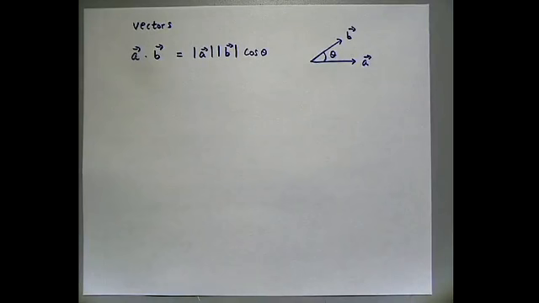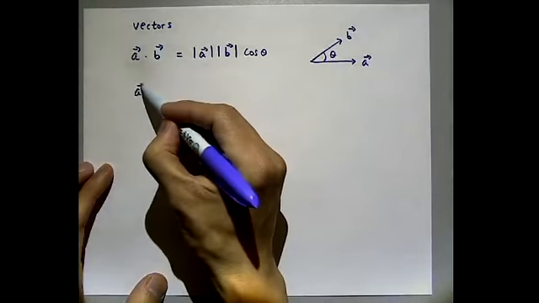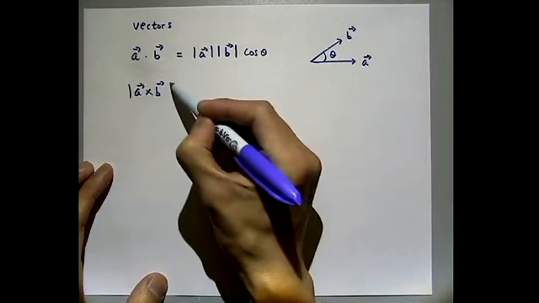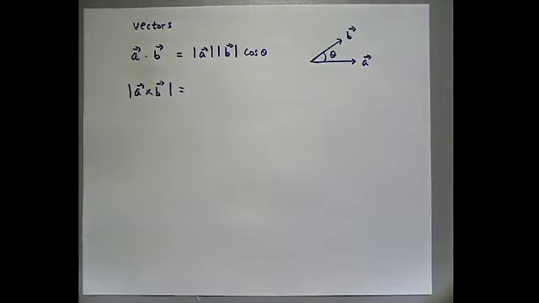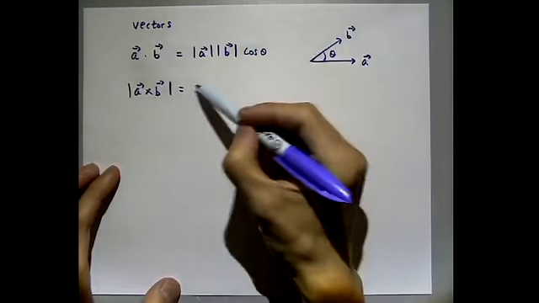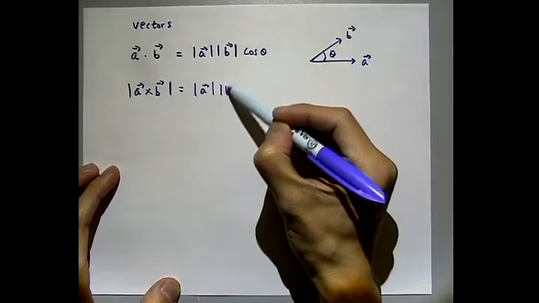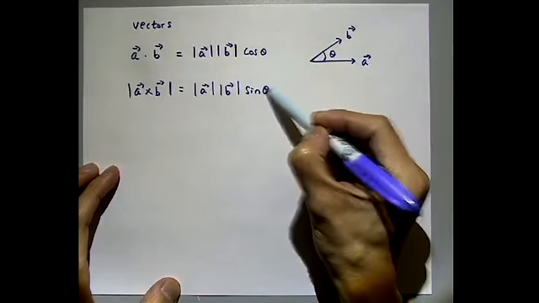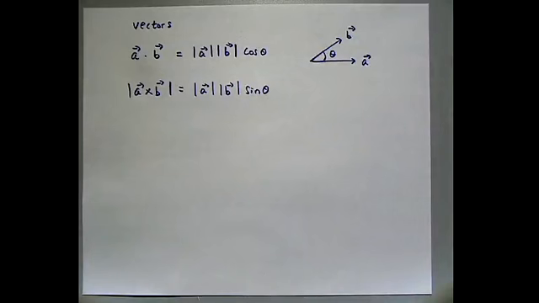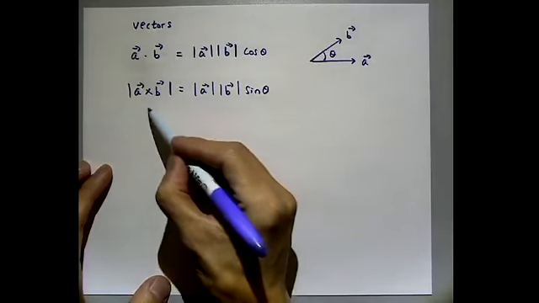What about the cross product? The magnitude of the cross product. Who remembers this? It looks kind of like that. And geometrically, what is A cross B? The magnitude of A cross B. Very good.